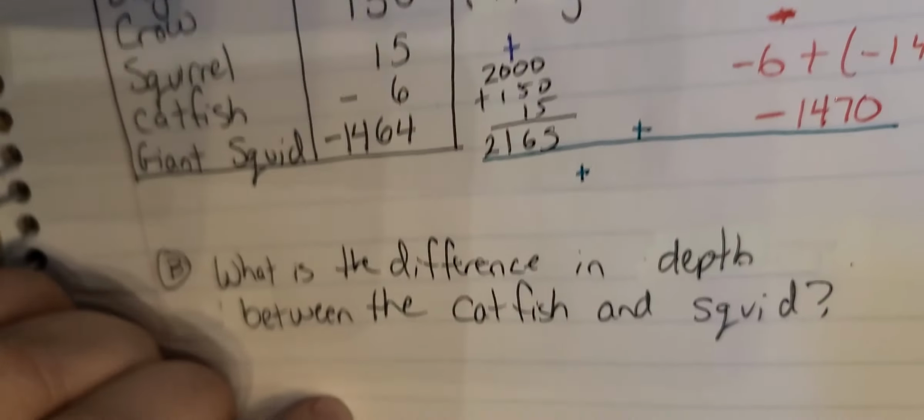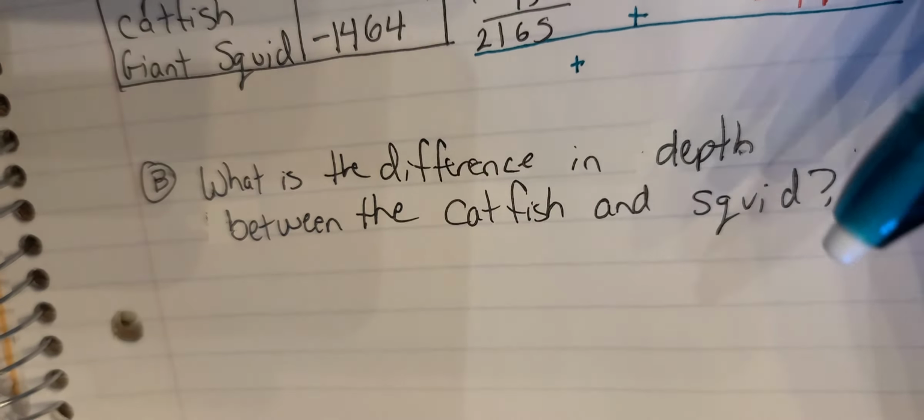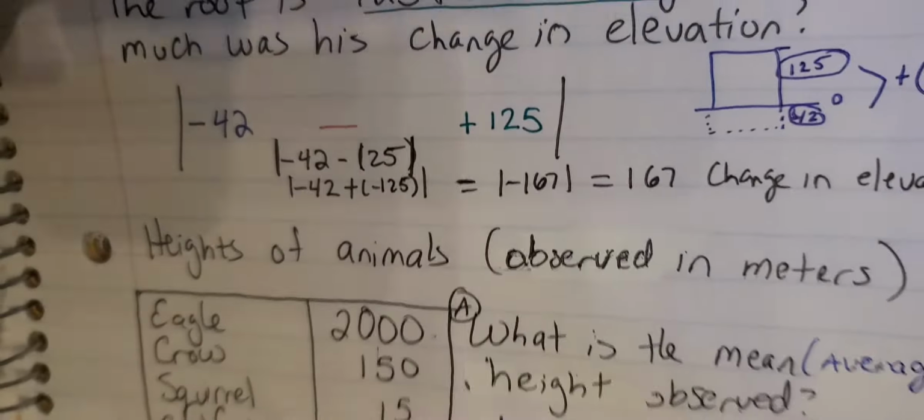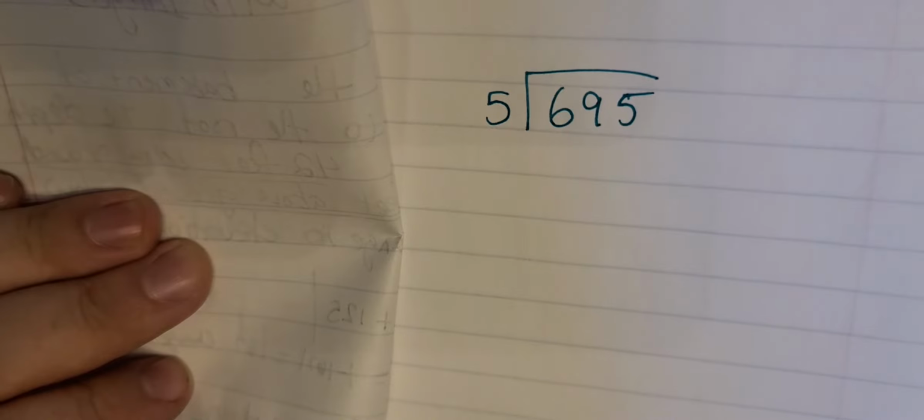Then I'm going to do this number here. I'm going to go down the page, past this other question. Normally in your paper, you'd have a little bit more room. So actually, I'm going to use another sheet. So we had 695 divided by our 5 terms. Because we had 5 animals we observed, we have to divide here.